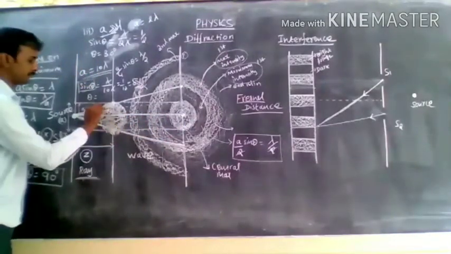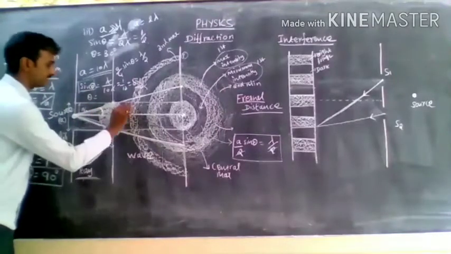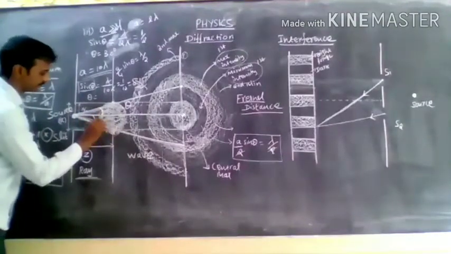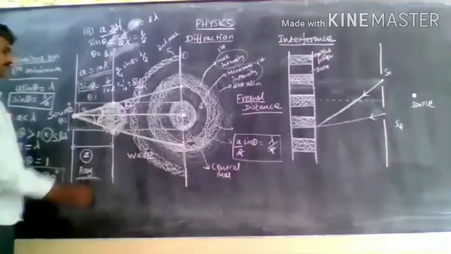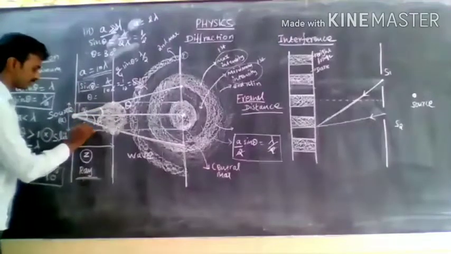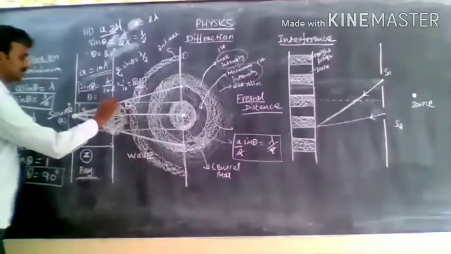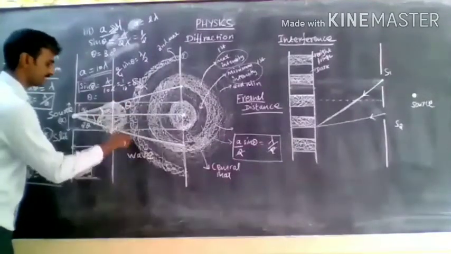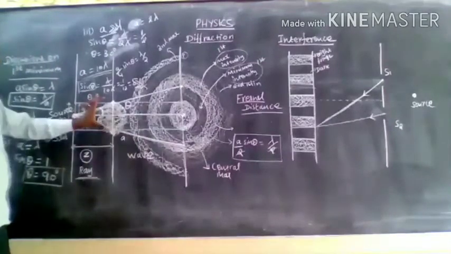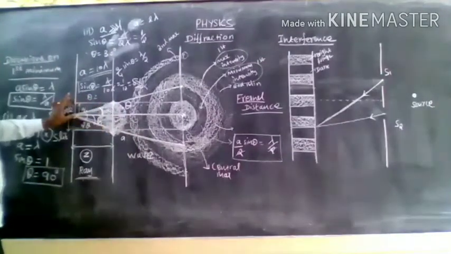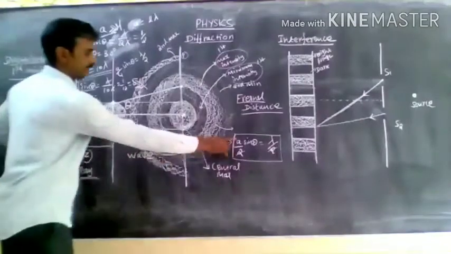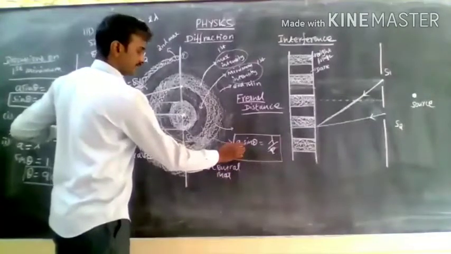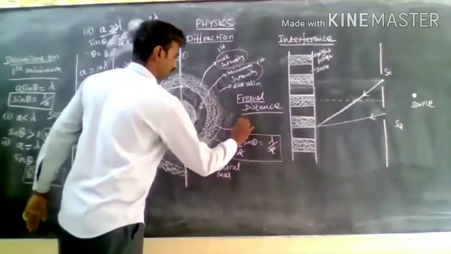From the first minimum condition, this is theta, the angular spread of the first minimum. On the bottom side, this is also equal to theta. Then the total angle is 2 theta, and this length is equal to the size of the slit, a. The condition for the first minimum: (a/2) sin theta is equal to lambda/2. From this equation, we get a sin theta is equal to lambda.